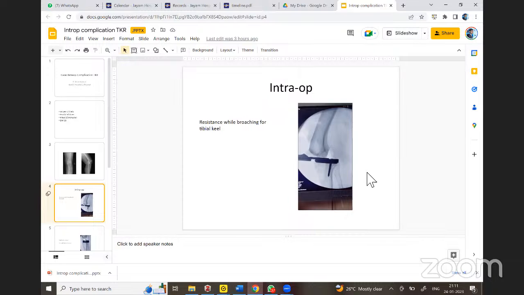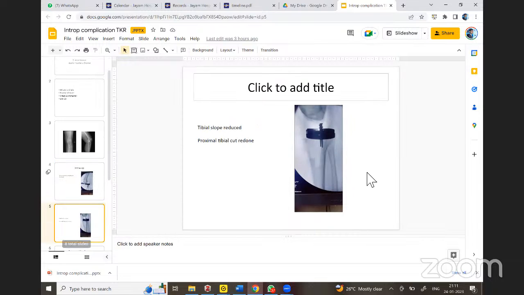So once we, I mean, I found that out, what we did was adjust the slope and pin the tibial tray next. So that's what was done.